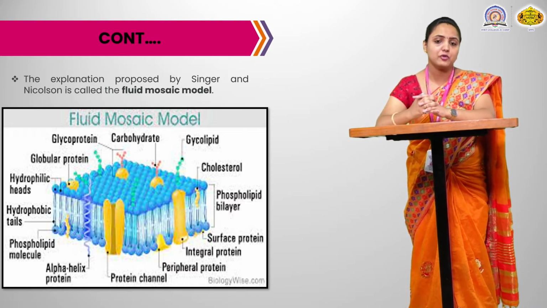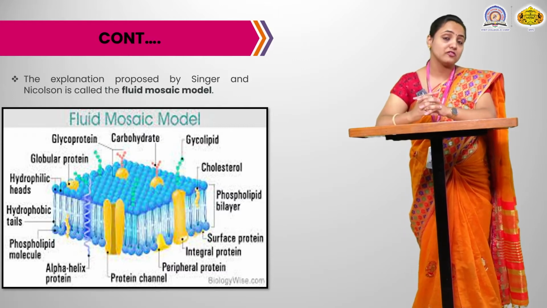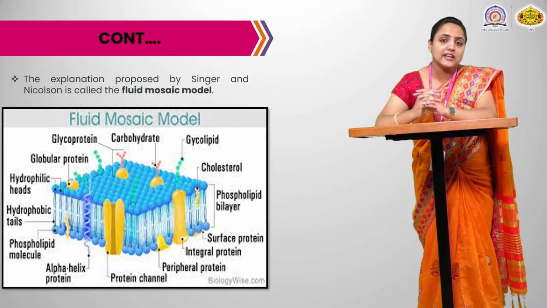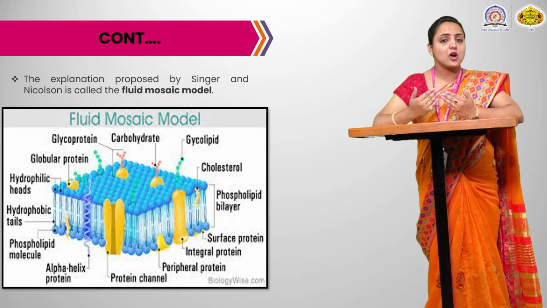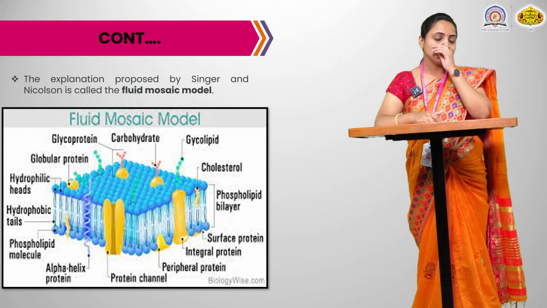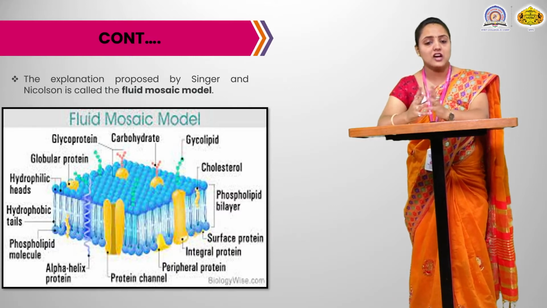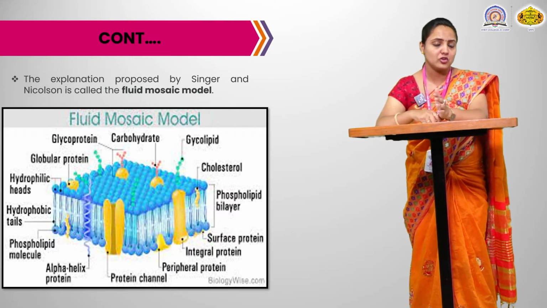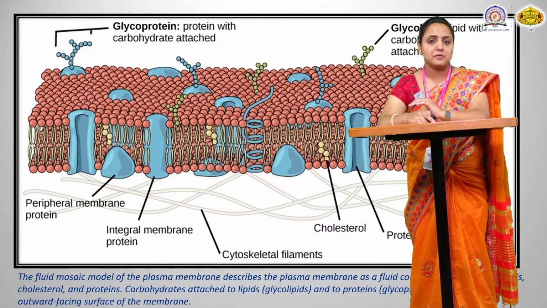head and hydrophobic tail. Then you can see a surface protein, an integral protein which is embedded inside the bilayer, and the peripheral protein which is outside the phospholipid bilayer. Then a protein channel which acts as a transporter, the alpha helix protein, and the phospholipid molecule. All these are the components of the plasma membrane.